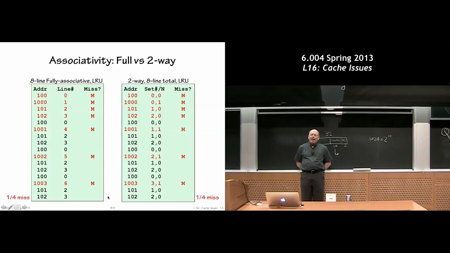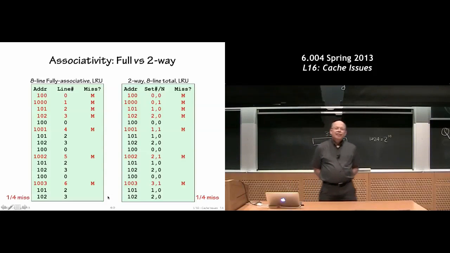Because you have your data addresses and your instruction addresses and 1,000 and 100 are colliding, but then you have two places to put those. Right.